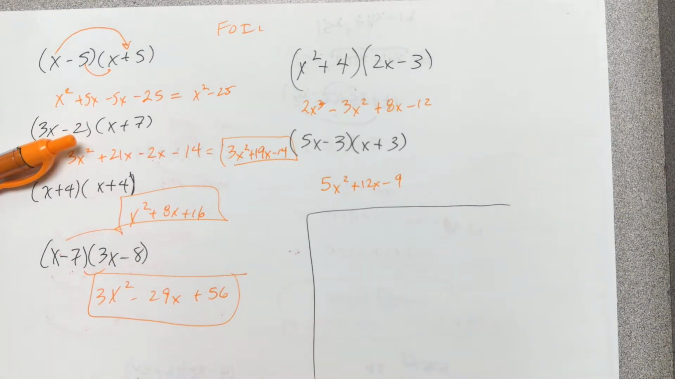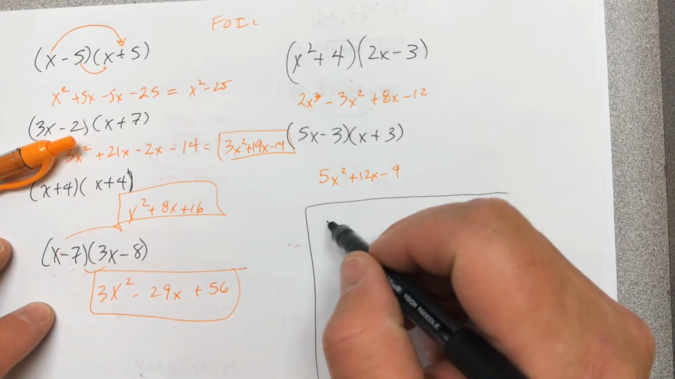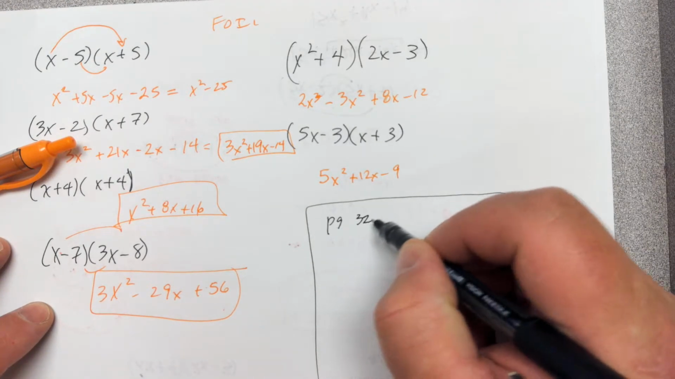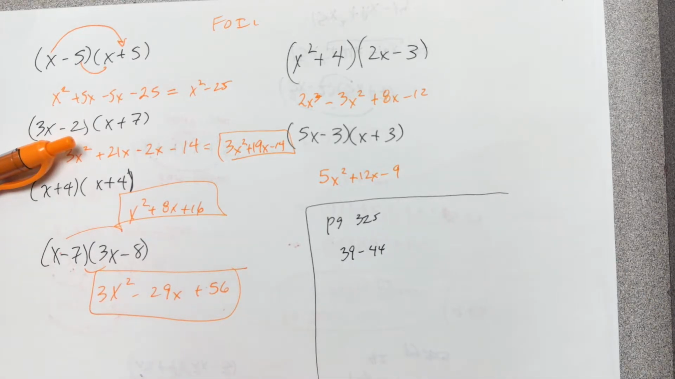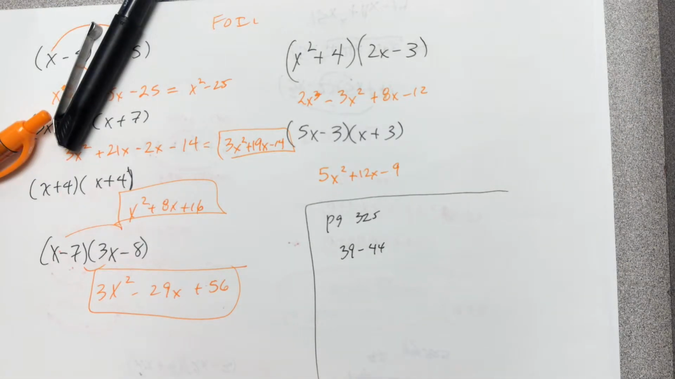Do you have your book? Do you have answers in the book? No. Oh, okay. Page 325. Let's try 39 through 44. So that's just 5, 25. That's 6, 39. Yeah, let's try those. 44. Okay. Oh, that's funny.